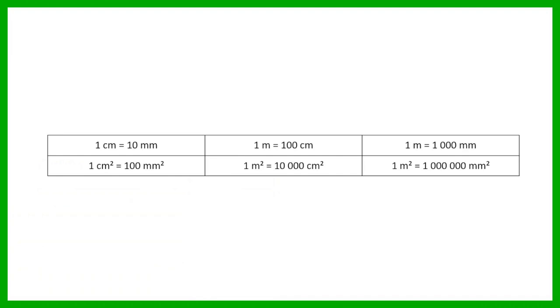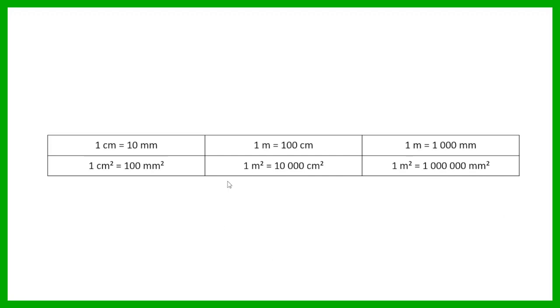So 1 centimeter is the same as 10 millimeters. You should already know that. But 1 centimeter squared is the same as 10 by 10, which is 100 millimeters squared. 1 meter is the same as 100 centimeters. So 1 meter squared is the same as 100 by 100, which is 10,000 centimeters squared. 1 meter is the same as 1,000 millimeters. So 1 meter squared is the same as 1,000 by 1,000, which is 1 million millimeters squared.